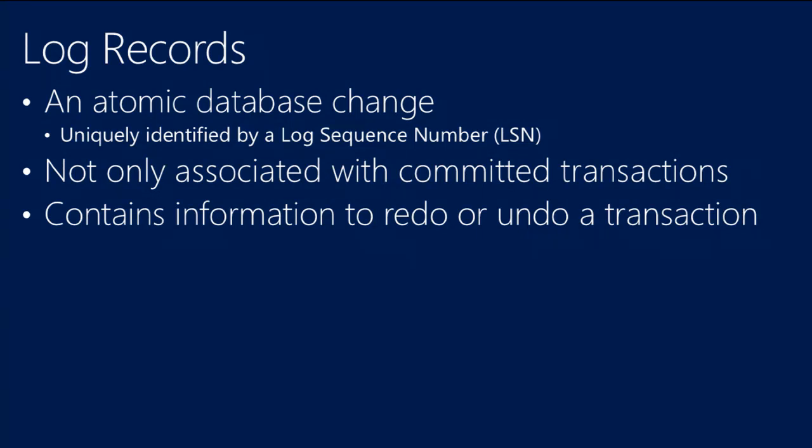Log records contain information to redo or roll back a transaction. For example, if I'm performing a modification and that modification takes locks, we keep track in the log file of which locks were taken, so that if we have to roll that transaction back, we know exactly which locks to take in the database. So it contains information to perform the redo or the rollback.